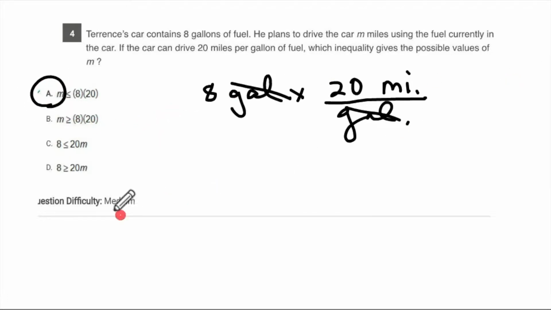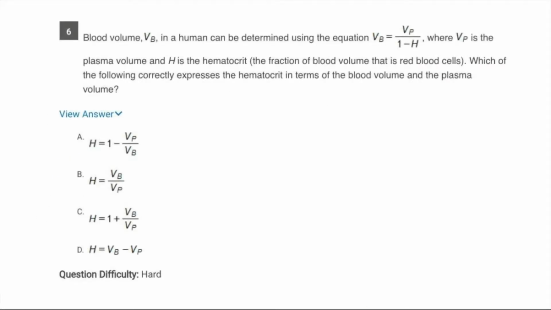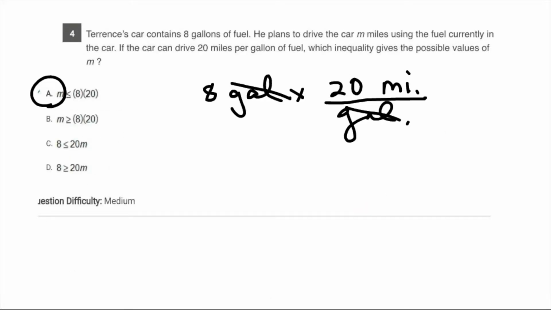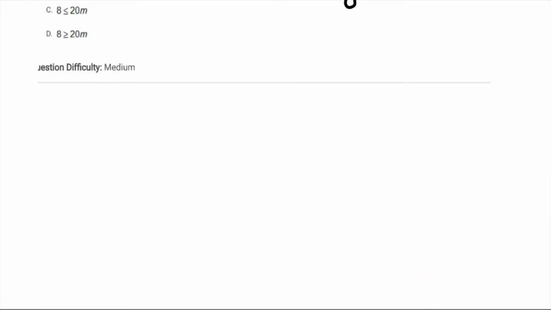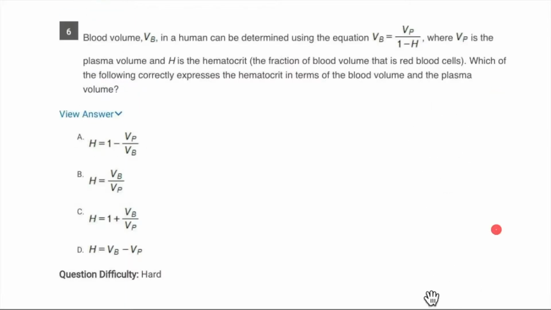Okay, hopefully when you get the solutions to these tests, they tell you the difficulty level. I don't have all of them written out, but this one was medium difficulty. The first ones would have been easy. All right, the next one, scroll down here. I think that's it. All right, let's go to the next one.